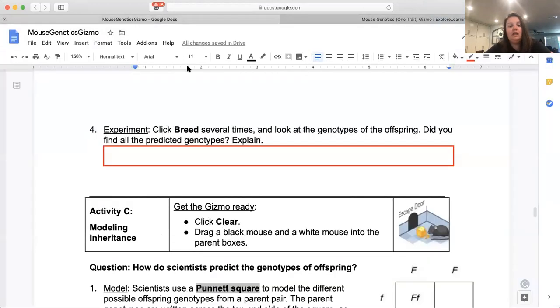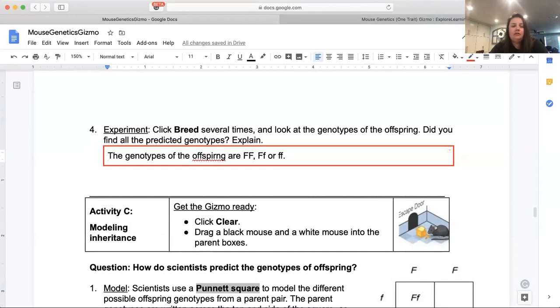So we actually have 3 possible combinations. The geno means the gene types. The genotypes of the offspring are capital, capital, capital, lowercase, or lowercase, lowercase.